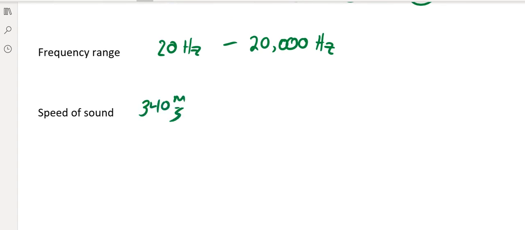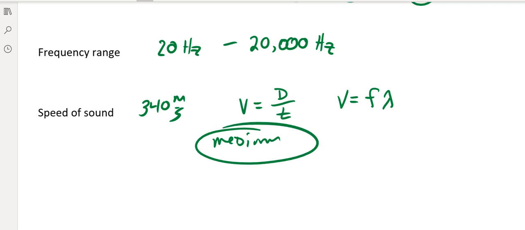One thing you want to keep in mind is, although we know that the speed can be measured by distance over time, and we can use the equation f lambda to find the speed, D, T, F, and lambda do not determine the speed of sound. The speed of sound is determined by the medium. Okay, that's what's important.